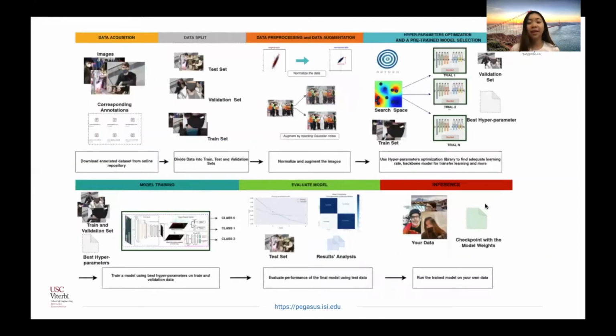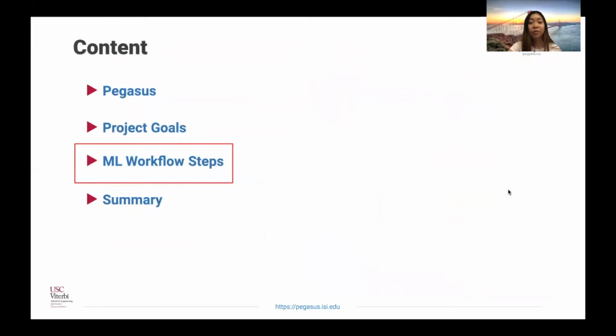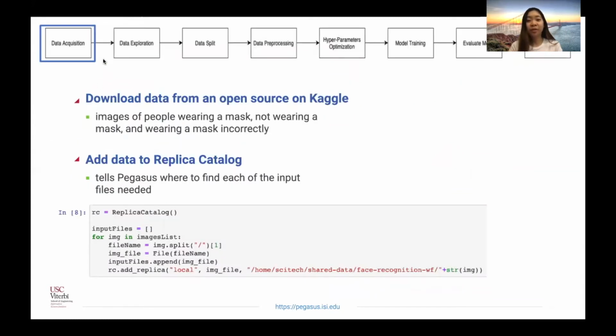Here is a simple overview of each of the steps. We start off with data acquisition and then data split, data pre-processing, hyperparameter optimization, and then we have model training, evaluate the model, and inference. Now I will walk you through each step individually. And at the top here is a simple flowchart of all of the steps, specifically which one I am going over at the moment. So as you can see, our first step is data acquisition.